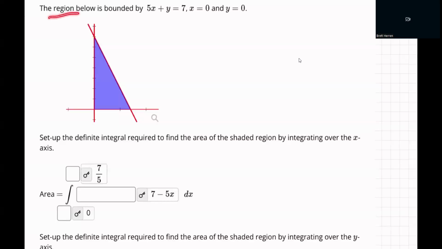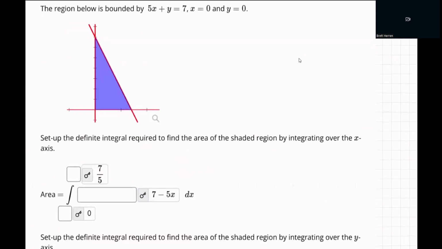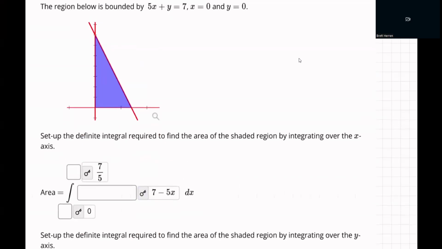This question says the region below is bounded by 5x plus y equals 7, x equals 0, and y equals 0. Set up the definite integral required to find the area of the shaded region by integrating x, like a dx integral, and then down below, we're going to redo the same problem using a dy integral. So it's looking at the two ways to do this. So let's do it.